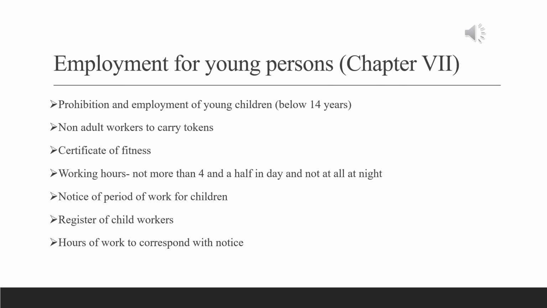No child should be allowed to work for more than 4.5 hours in a day and should not be allowed to work at night at all. Every factory should display and maintain a notice every day for the period during which the children will be allowed to work. A register should be maintained in the factory mentioning the name of the child worker, the nature of his work, the group in which he is included, the shift of his group, and his certificate of fitness. No child worker should be allowed to work in a factory unless his name is entered in the register of child workers. And no child should be employed in the factory otherwise than in accordance with the notice of periods of work for children displayed in the factory.